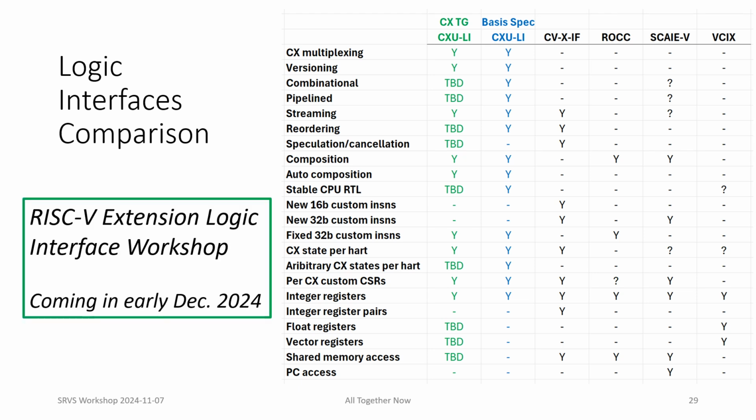To get this off to a good start, the task group will soon hold a 2 or 3 hour online RISC-V logic interface workshop in early December 2024. We hope to bring together and hear from designers and users of the various RISC-V extension logic interfaces, and together to compare our designs so that we can specify the best logic interface for composable custom extensions. Be sure to subscribe to the task group mailing list for more information.